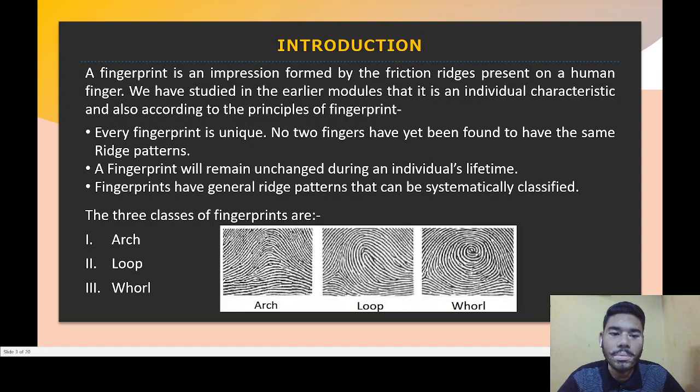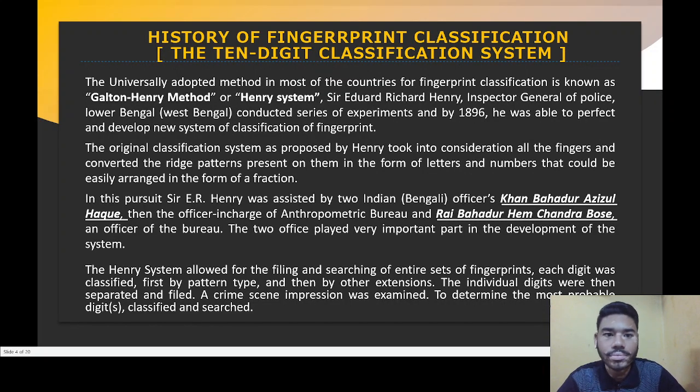The principles of fingerprints are: every fingerprint is unique. No two fingers have yet been found to have the same ridge pattern. A fingerprint will remain unchanged during an individual's lifetime. Fingerprints are general ridge patterns that can be systematically classified as arch, loop, and whorl.